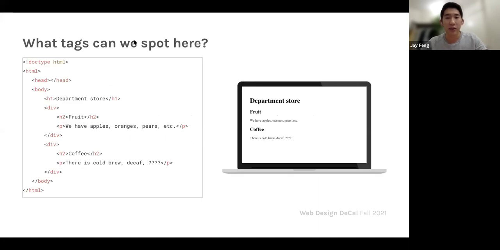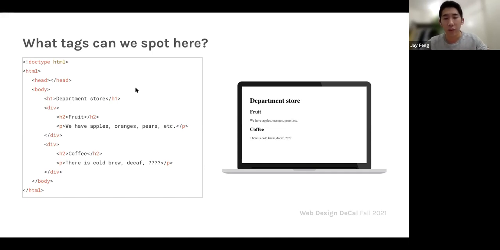So what tags can we spot here that we haven't seen yet? Does anyone want to take a shot at it in chat? H1. So H1 we saw earlier, right? H1 is a header. Yeah, we see this div tag. Perfect. So we see this div tag. The div tag is this generic tag that does nothing else but help you organize your code.